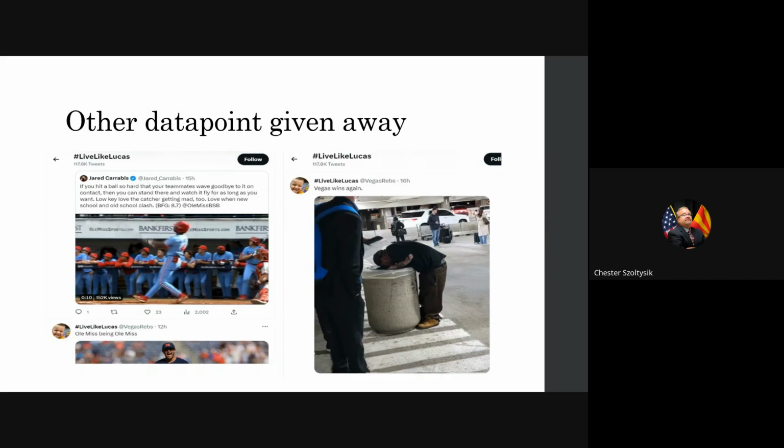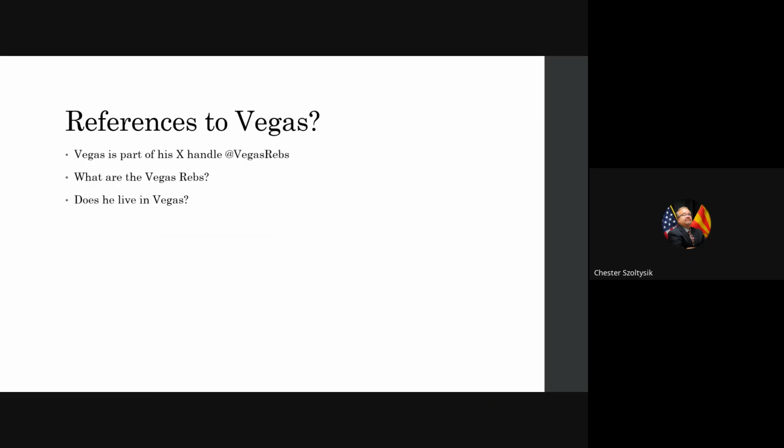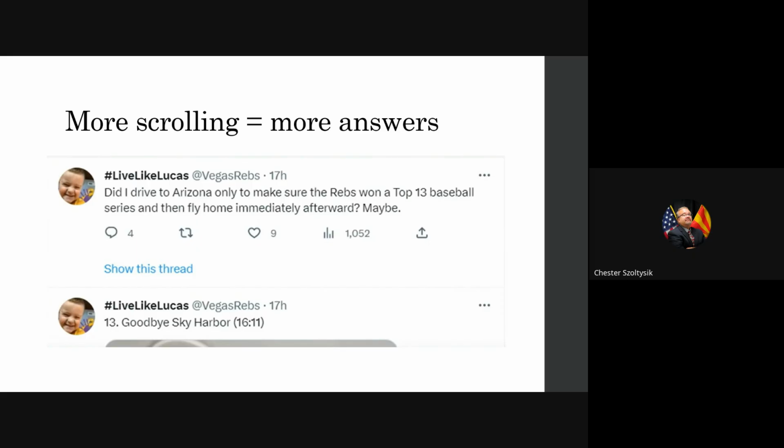So now I'm gaining more information about this person and their family that I can use. If I keep looking, right? So now I've learned his X handle is Vegas Rebs. I've learned what the Vegas Rebels are. And I'm asking myself, maybe this person lives in Las Vegas. Let's keep digging. So more scrolling, more answers.